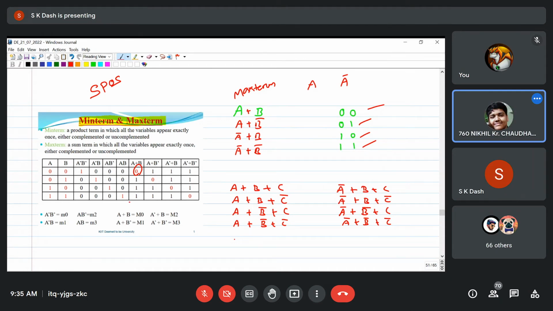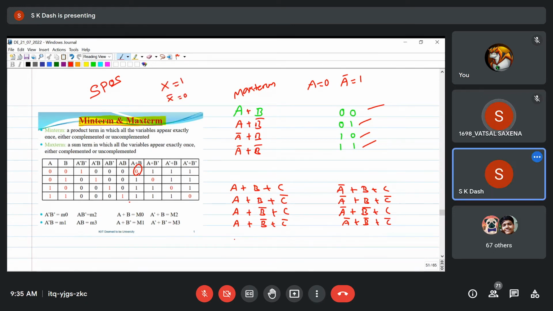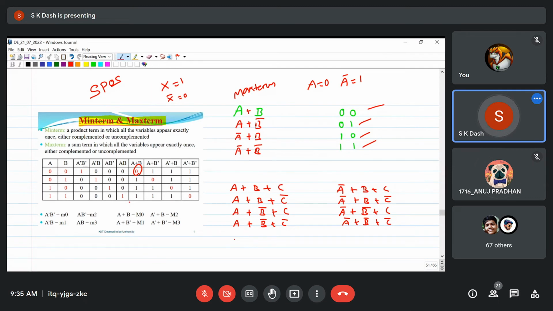Value of A is 0. A is 0, so it should be A, and A bar should be 1. So it is just the opposite of what we did in the case of min terms. In min terms, what did we do? X should be 1, X bar should be 0. In that way we can remember. Similarly, in the case of max terms, X should be 0, X bar should be 1.